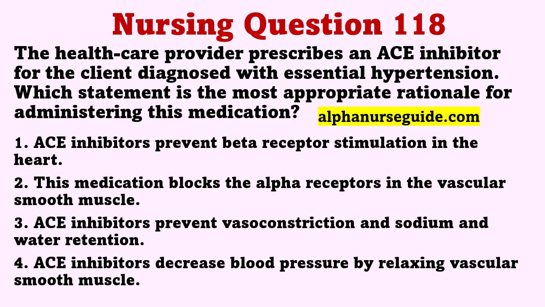Angiotensin-converting enzyme inhibitors prevent the conversion of angiotensin I to angiotensin II, and this, in turn, prevents vasoconstriction and sodium and water retention. Beta-adrenergic blocking agents, not ACE inhibitors, prevent the beta receptor stimulation in the heart, which decreases heart rate and cardiac output. Alpha-adrenergic blockers, not ACE inhibitors, block alpha receptors in the vascular smooth muscle, which decreases vasomotor tone and vasoconstriction. Vasodilators, not ACE inhibitors, reduce blood pressure by relaxing vascular smooth muscle, especially in the arterioles.